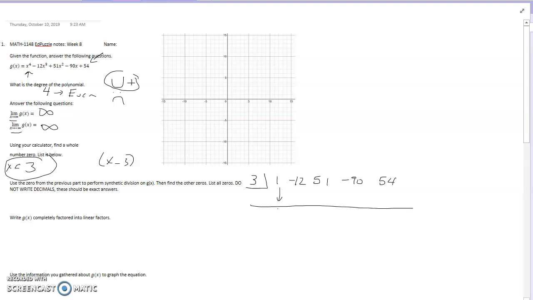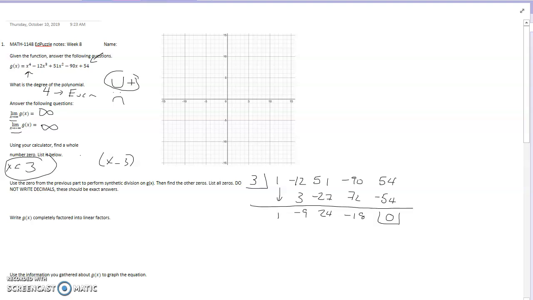So we bring the first number down. 3 times 1 is 3. Negative 12 plus 3 is negative 9. Negative 9 times 3 is negative 27. Negative 27 plus 51 is 24. 24 times 3 is 72. 72 plus negative 90 is negative 18. Negative 18 times 3 is negative 54. So my remainder is 0.